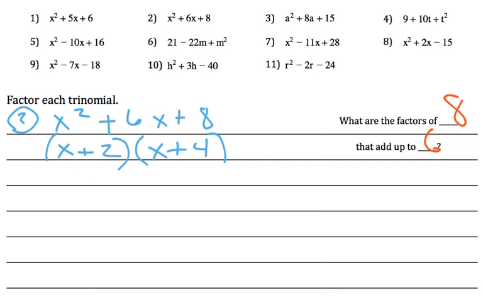Here are the x's colliding. 4x and 2x gives me 6x. And then 4 times 2 gives me 8. Again, I'm modeling how you want to check all these problems as you do them. Number 3.